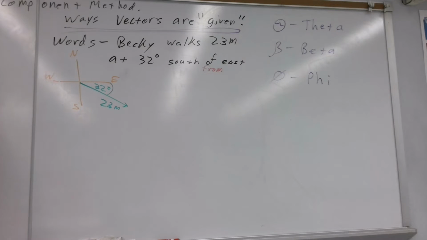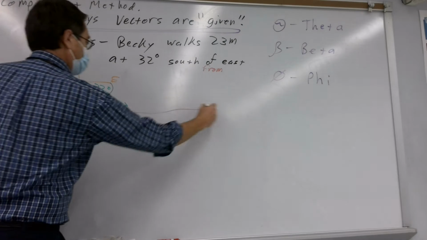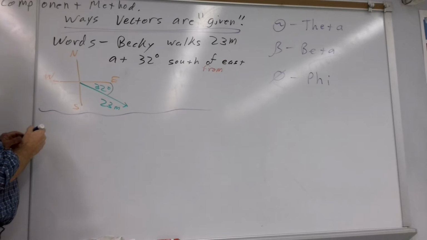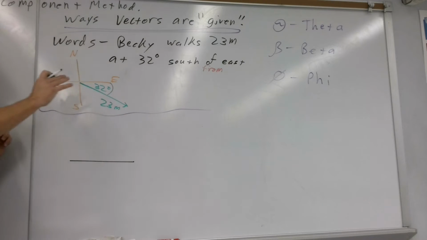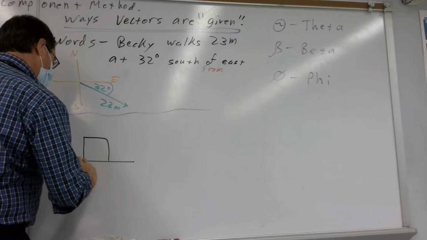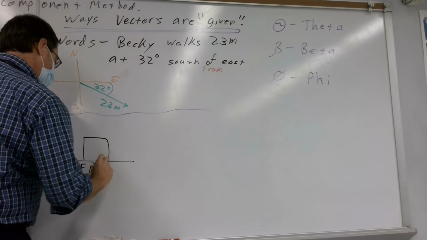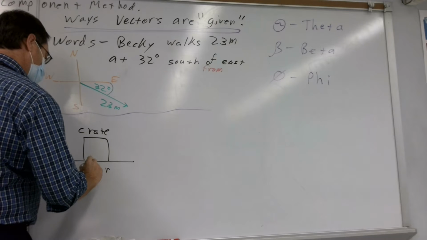Now, another way that vectors can be given to you is in a diagram. Words were given here and we created the diagram. Now we're going to be given a diagram. The first one up here is a top-down view, like from a helicopter, a balloon, or a drone. You're looking down on a map, maybe. Now we have the floor, and we're going to have a crate sitting on a level floor.